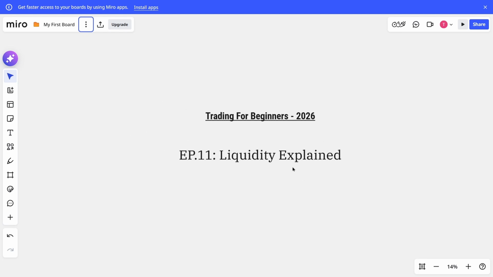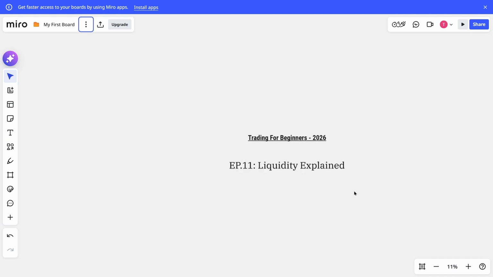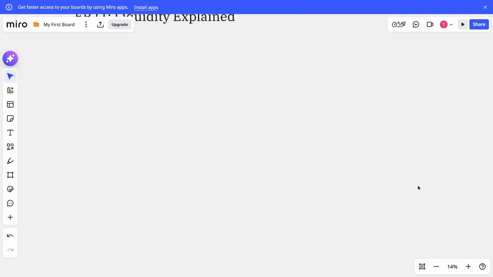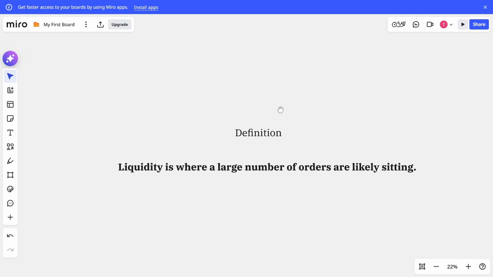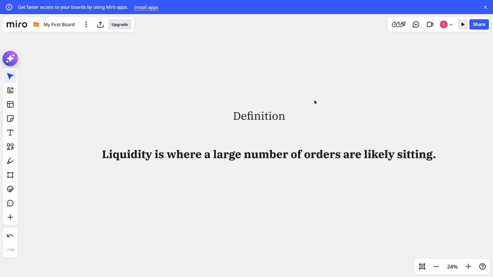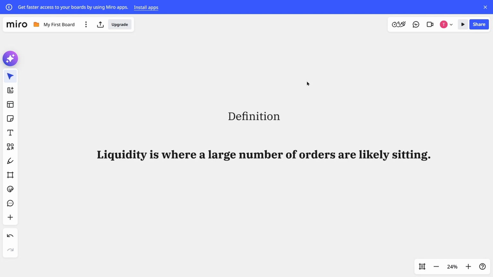So jumping directly into it, when we speak about liquidity, we usually mean money or funds. This is the common sense that we all have. But as traders, we mean by liquidity something else. The definition in trading of liquidity is where a large number of orders are likely sitting. So basically, limit orders, pending orders, market orders, longs, shorts, all those types of orders that we saw in the earlier videos.